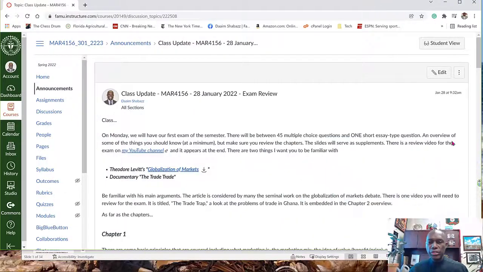If you look on Canvas, and I will bring up the page here, as you can see, this is the announcement that I sent yesterday. I hope you all are getting these announcements via Canvas or set up some kind of alert so you don't miss these because they're very important.